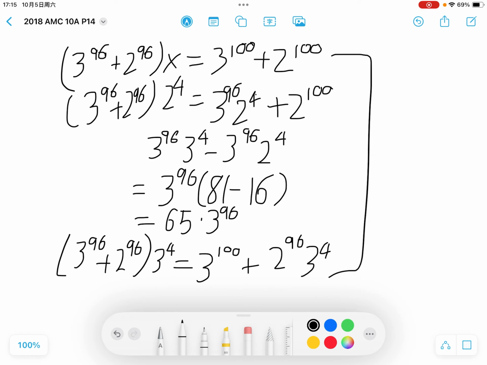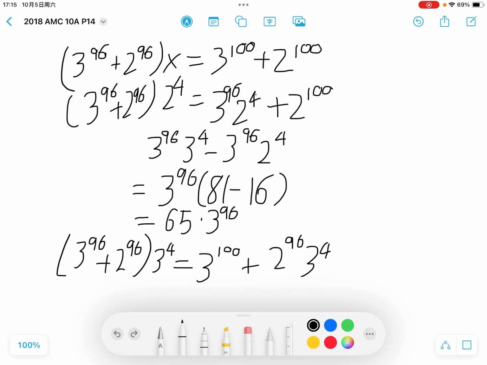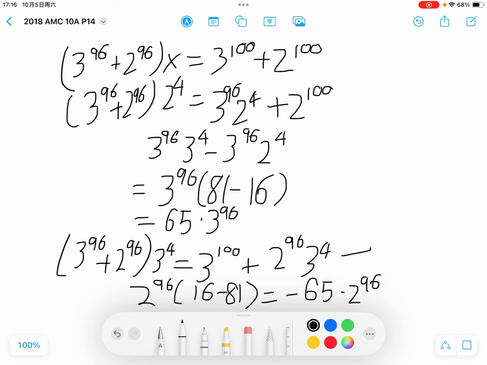Now, if we compare these two terms, let's say we subtract this term from this term, so these two terms cancel out. But then we result in 2 to the power of 100 minus 2 to the power of 96 times 3 to the power of 4. Or if we factor out 2 to the power of 96, we have 16 minus 81, which is a negative number, or negative 65 times 2 to the power of 96. So this means that our value over here is larger than the value we want. So x equals 81 is too big.